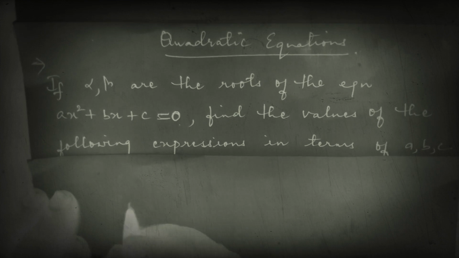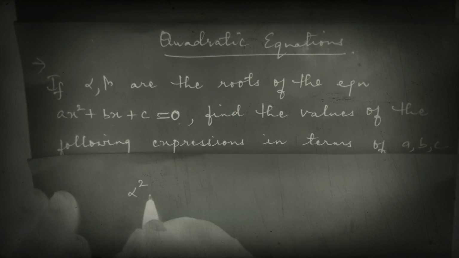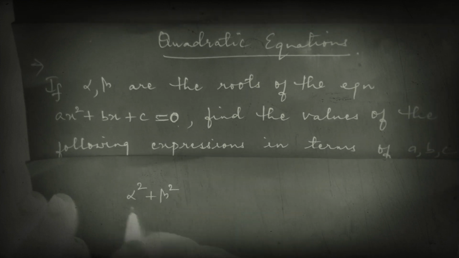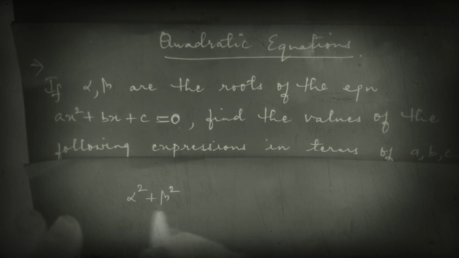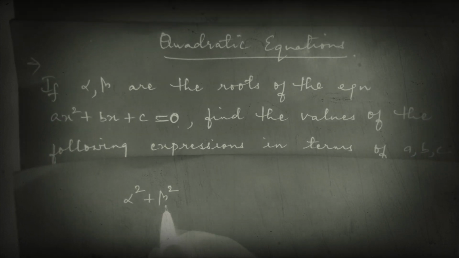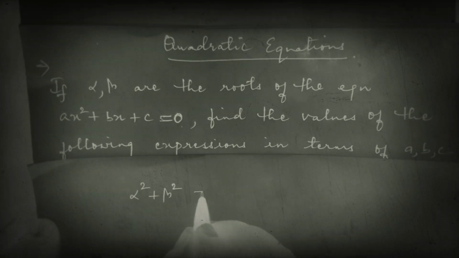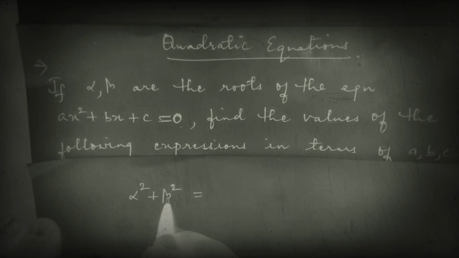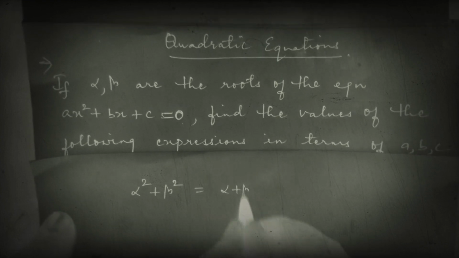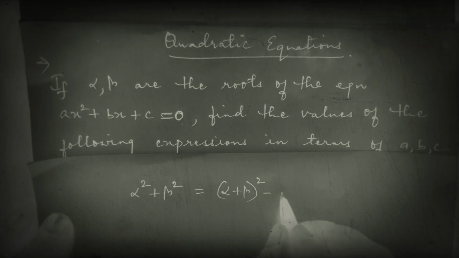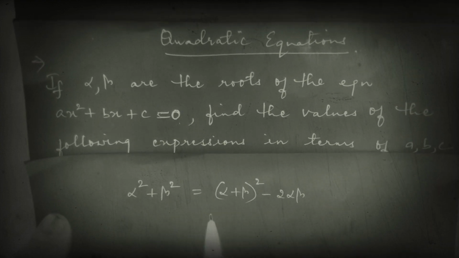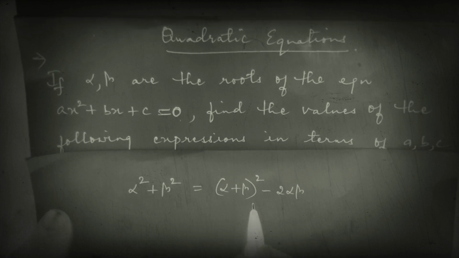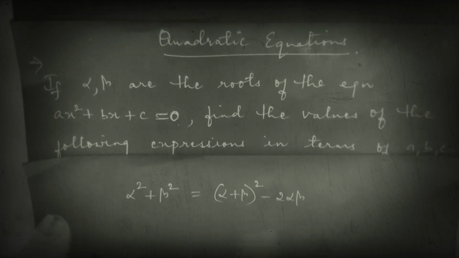The first formula is alpha square plus beta square. This is actually in the form a square plus b square. We are writing it in terms of alpha and beta because it is easy for us to interpret when we do the problems. So alpha square plus beta square equal to alpha plus beta whole square minus 2 alpha beta.